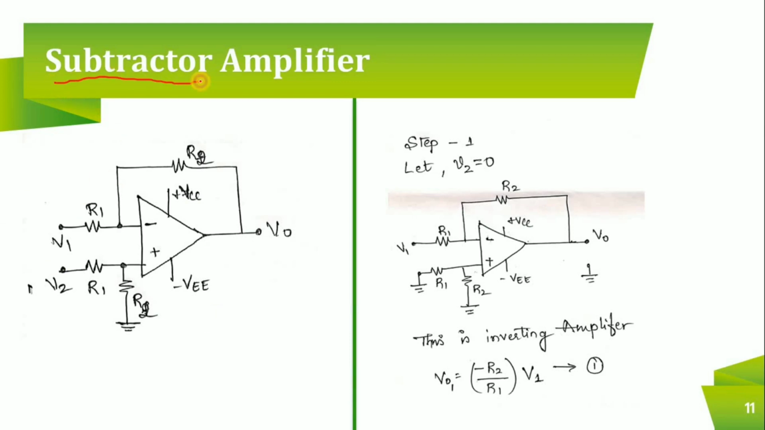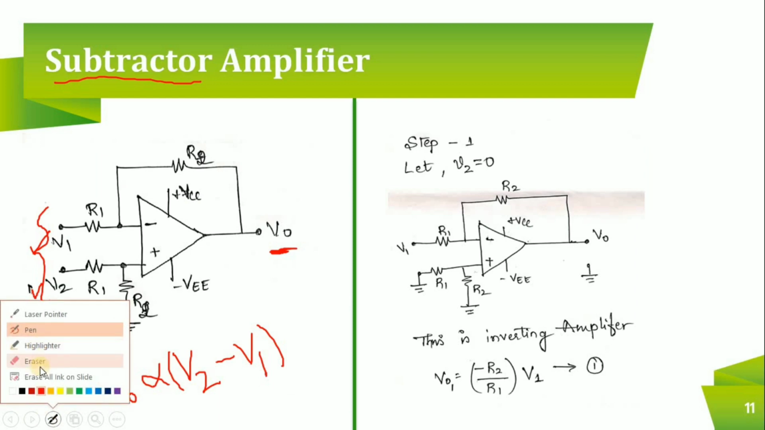Subtractor amplifier. As the name indicates, it subtracts two inputs. The inputs that it subtracts are V2 and V1. So the output should be proportional to the difference of the inputs. So V2 minus V1 should be the output. So V0 should be proportional to V2 minus V1. So this is our ultimate goal, that we have to prove or analyze here.